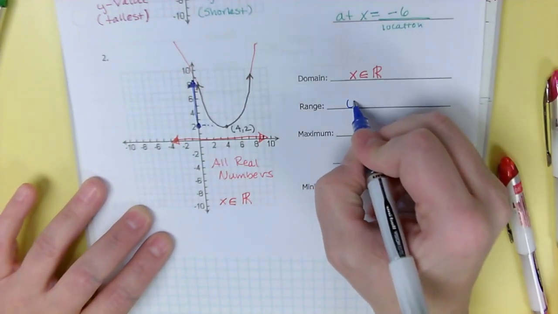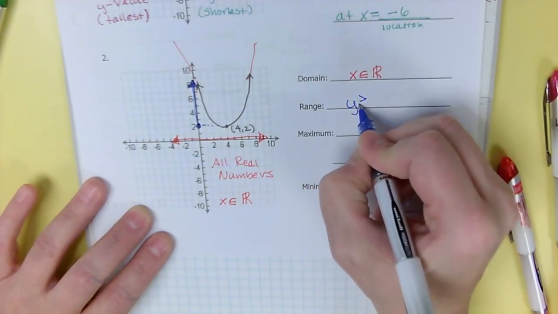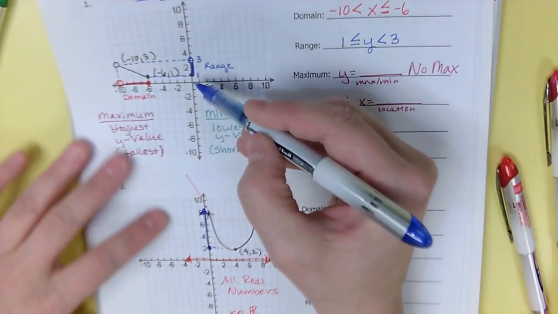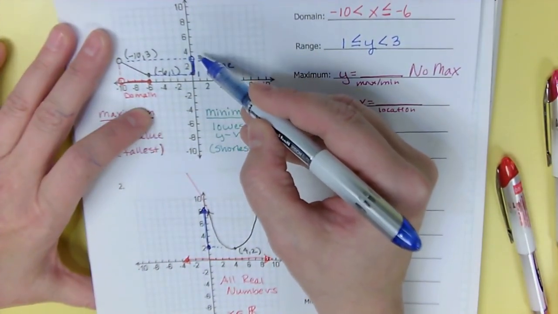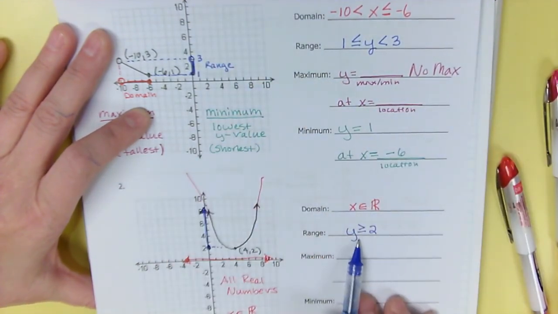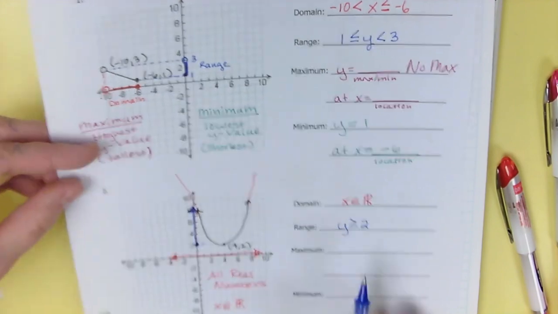So in my range, it's going to be y is greater than or equal to 2. It doesn't get a high boundary because it never stops. The only time you put the y in the middle is if you have a starting point and a stopping point. Then the y goes in the middle. If it's shooting off, then it's just the one inequality.